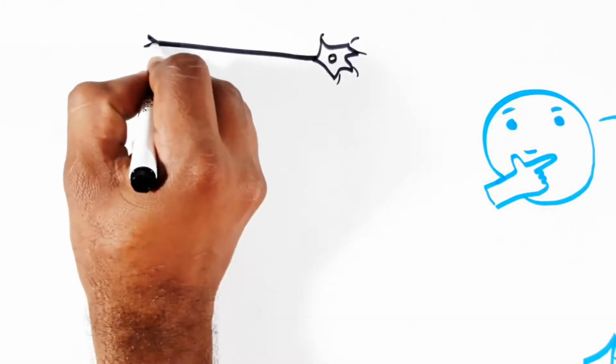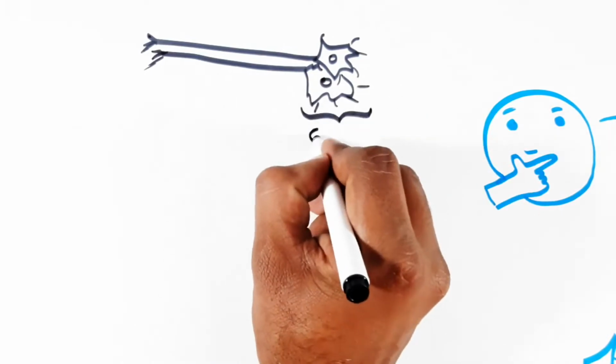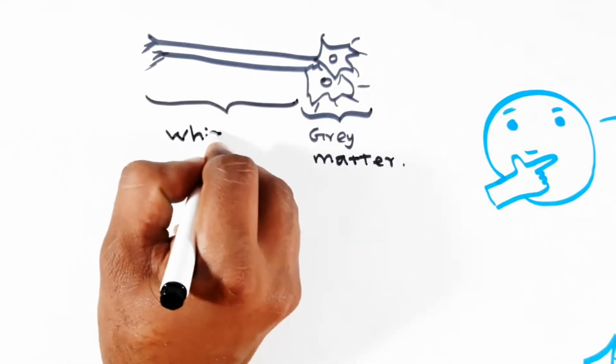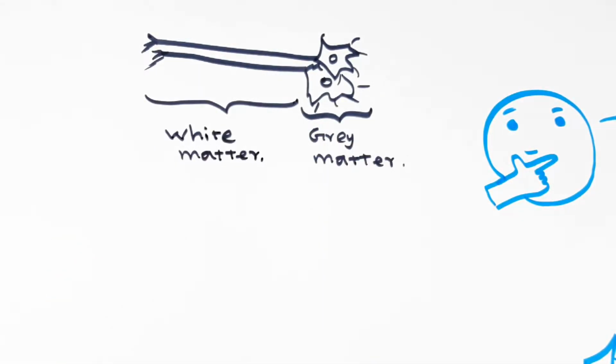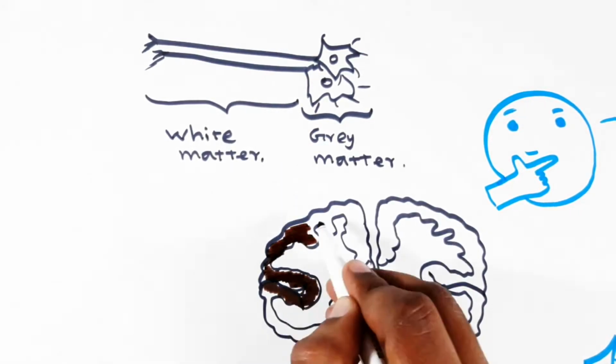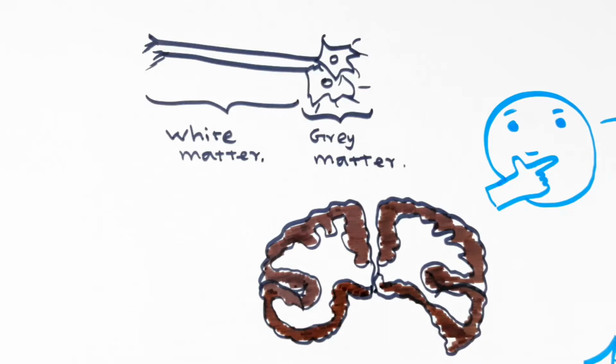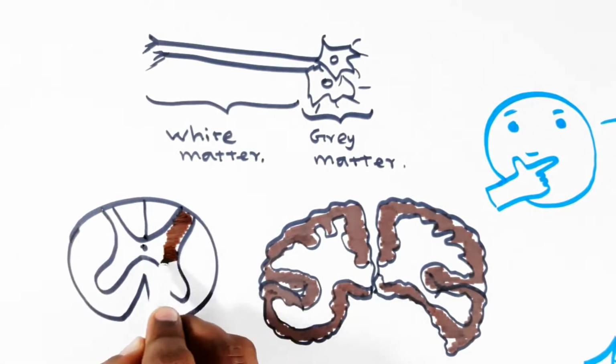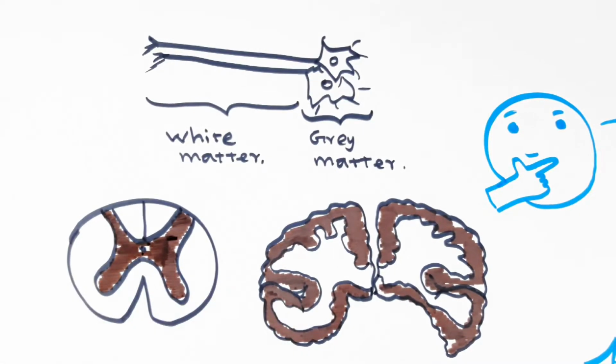In the CNS, the neurons are arranged into grey matter and white matter. White matter consists purely of nerve fibers, whereas the grey matter includes the neuronal cell bodies. In the brain, white matter is arranged deeply, covered by the outer grey matter. But in the spinal cord, the white matter fills the outer or peripheral region.